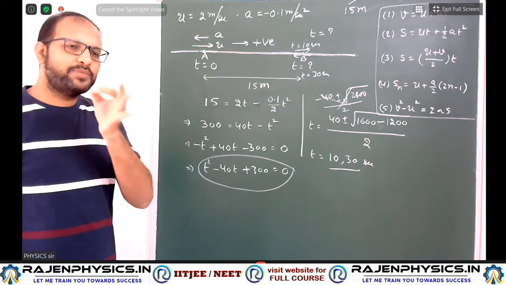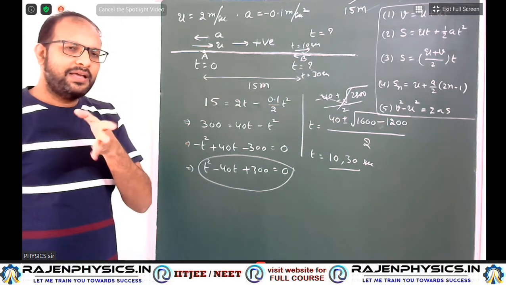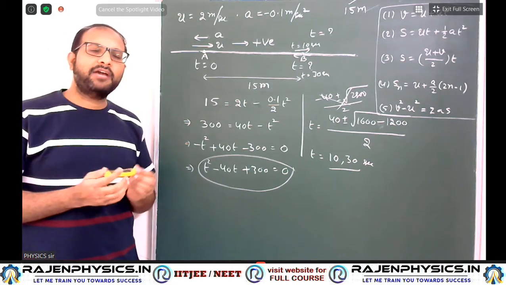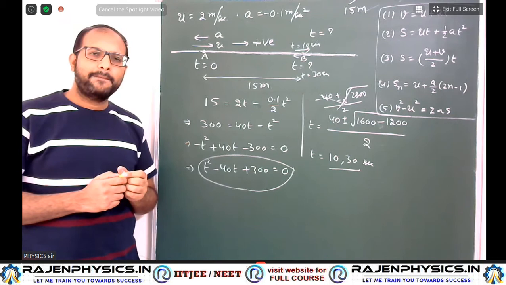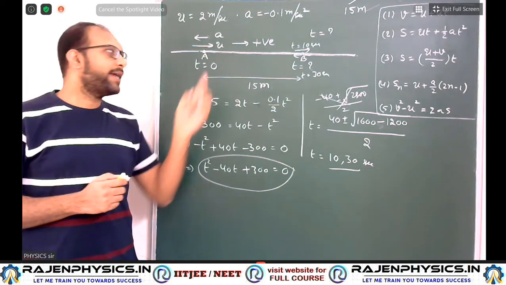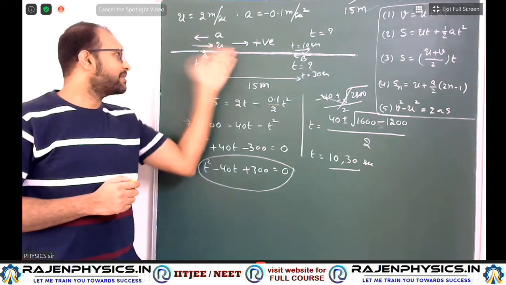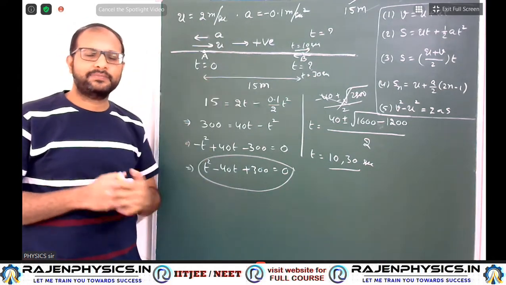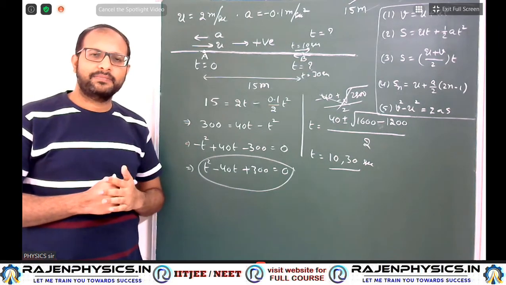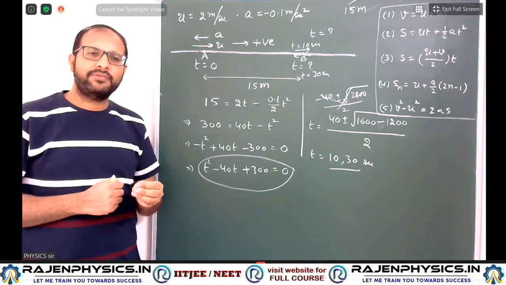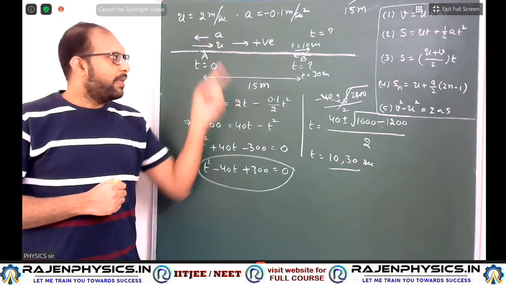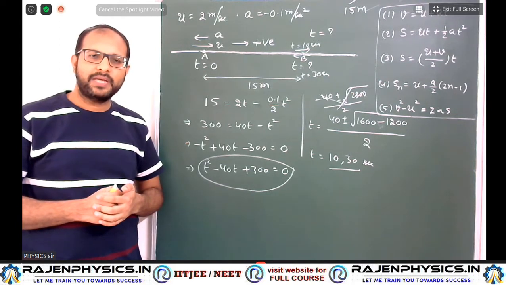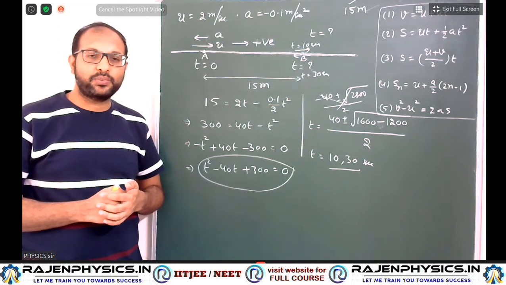But carefully observe now all my sentences, and later again I will ask one more question. At t equal to 0, body crosses the point number A, this side, with the speed 2 meters per second. Moving under the influence of retardation. Retardation means opposite to velocity, negative acceleration, that is 0.1 meter per second square.